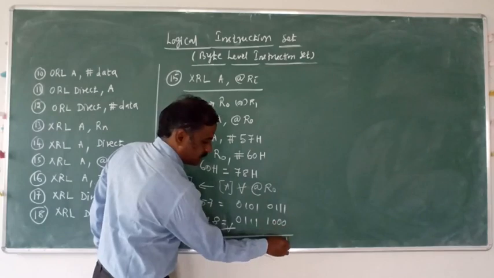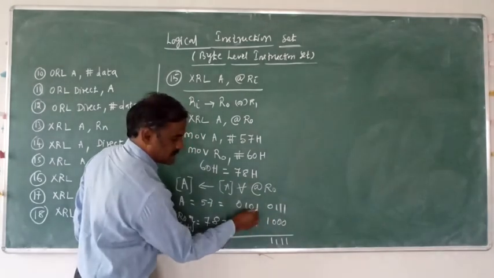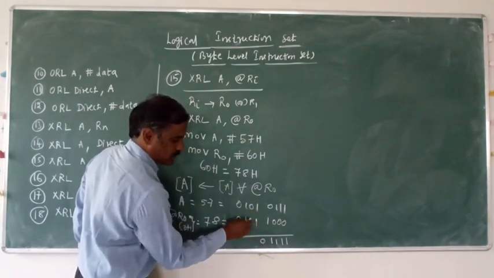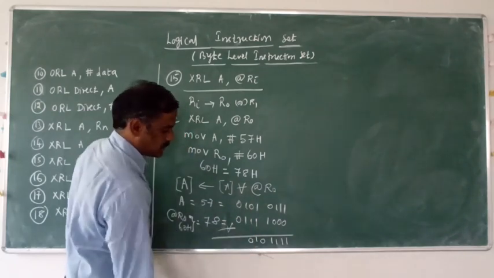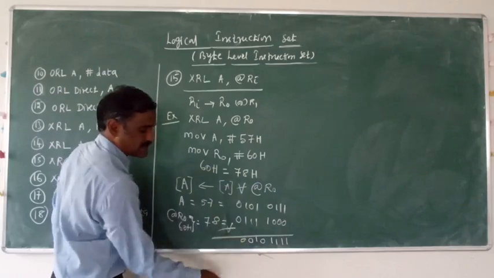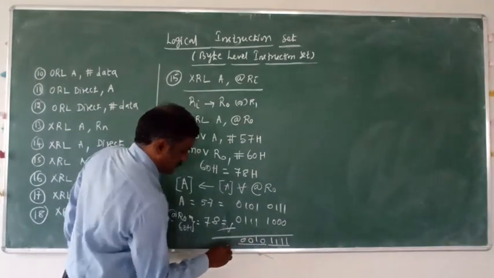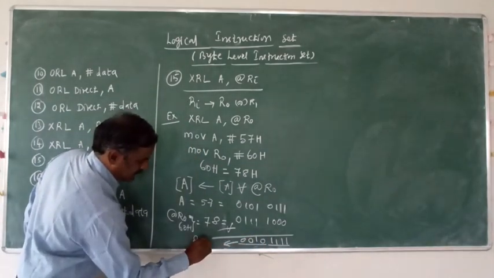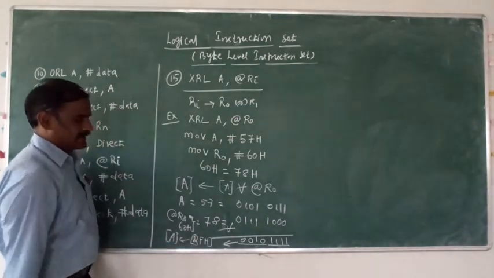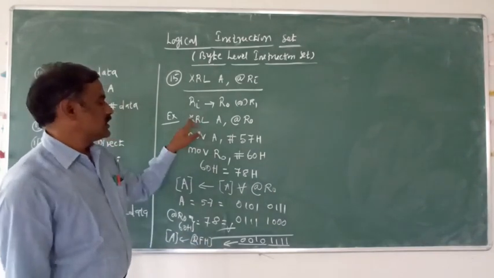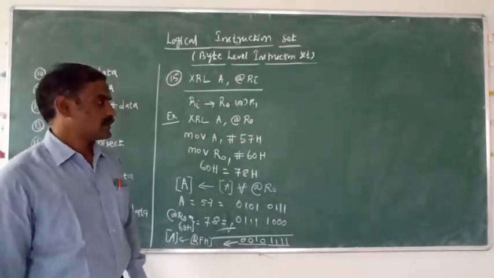Different inputs give output 1. Different inputs, output 1. Different inputs, output 1. Same inputs give output 0. Different inputs, output 1. Here the same inputs, output 0, and this also same inputs, output 0. Now the result: this nibble is 2 and this one is F. Now the 2F data is moved to the A register. This is the final answer of XRL A, @R0.